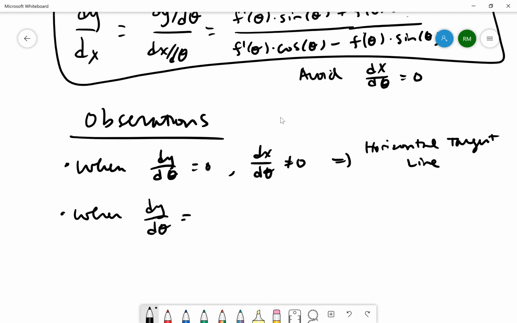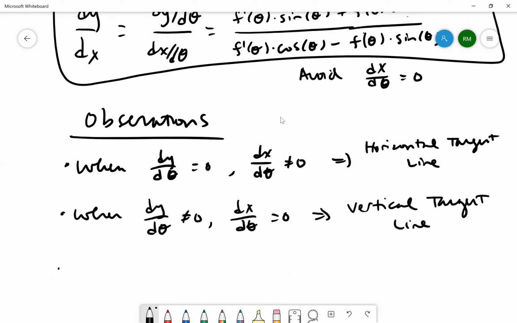When dy d theta is not 0 and dx d theta is 0, I want you to pause the video and think about what happens to our tangent line. Well, you can probably observe that you get a vertical tangent line. And when they're both 0, we just don't know what's going to happen. There are lots of things that could happen.